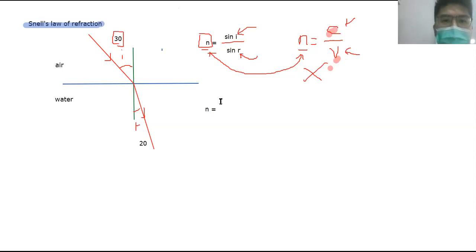Use the calculator, the trigonometry in mathematics, sine. Sine 30, and then you divide it by sine 20. Just put in the formula. Sine 30 divided by sine 20. What is the answer? Anybody?